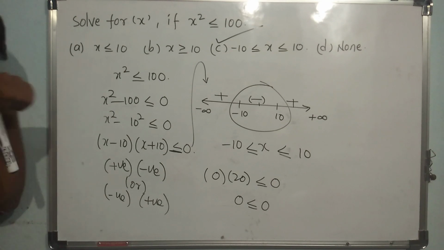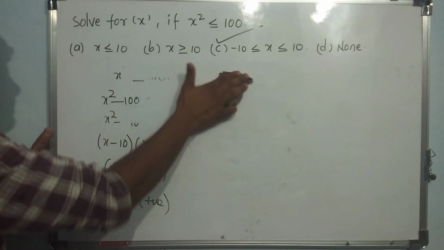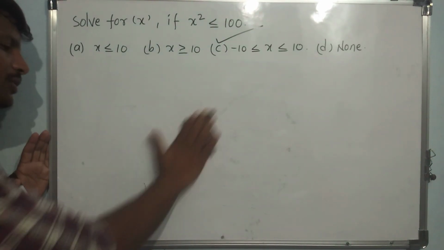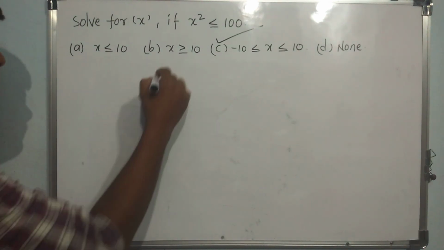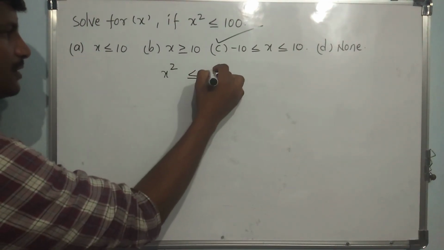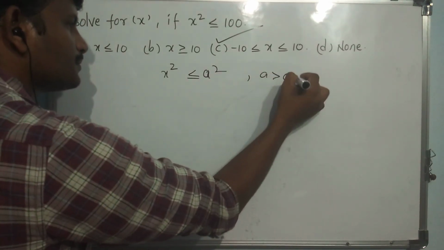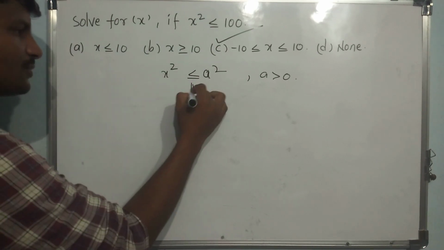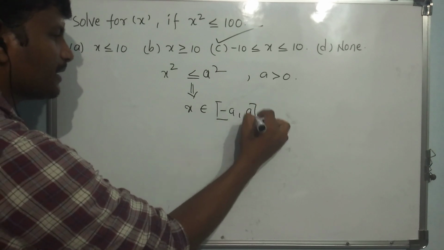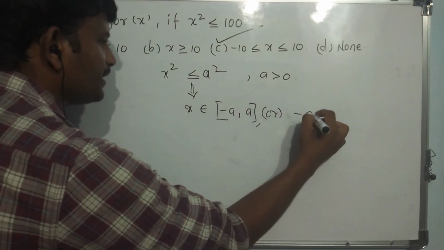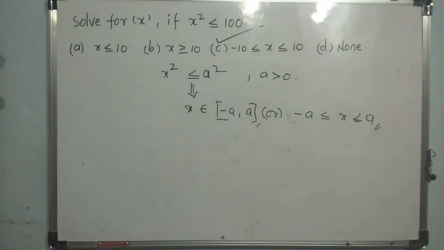You can make it a shortcut trick, children. How can I make it a shortcut? Very simple. Suppose I have x square less than or equal to a square, where a is a positive number. Then I can say directly the solution is x belongs to minus a to plus a, or x is in between minus a and plus a. This is a shortcut you need to remember.